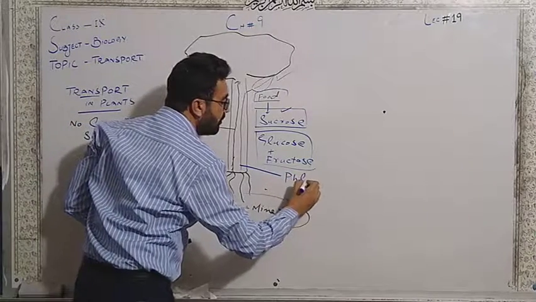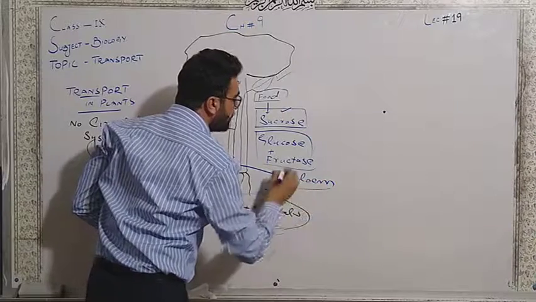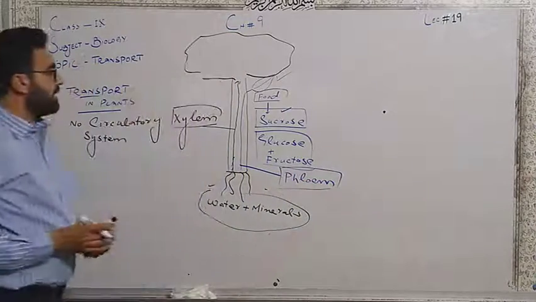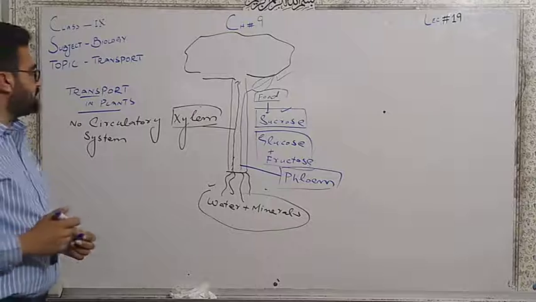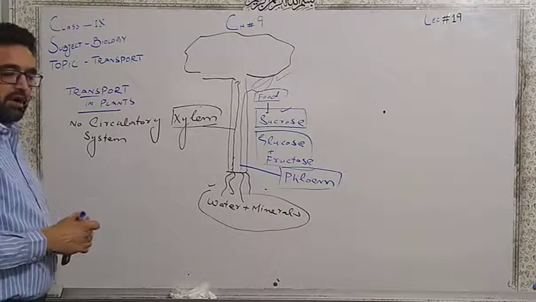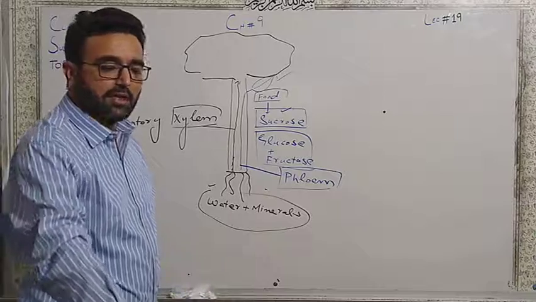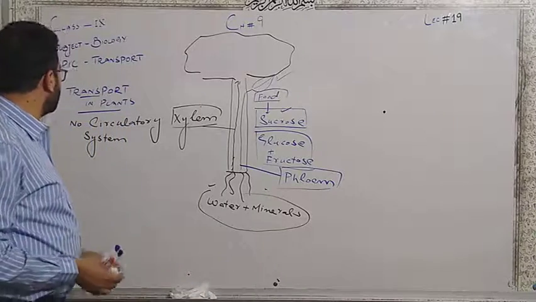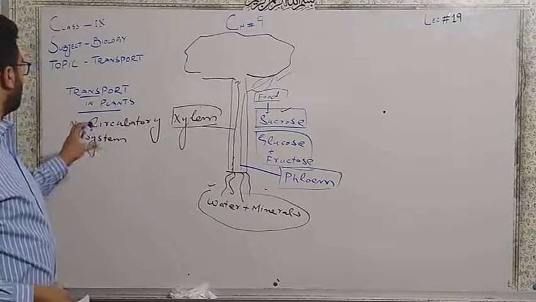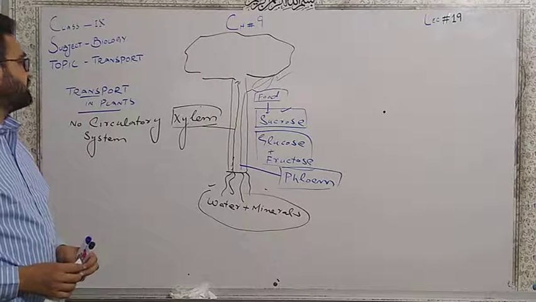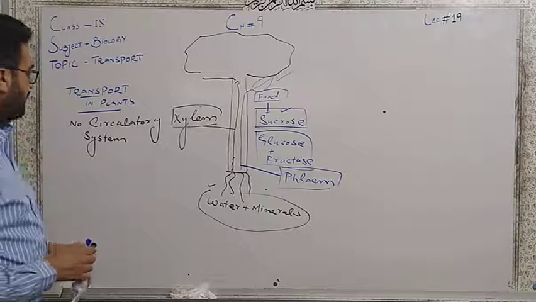So xylem and phloem are two very important conducting tissues which are responsible for the conduction of food, water and minerals. So I think the mechanism of transport in plants is very clear to you.